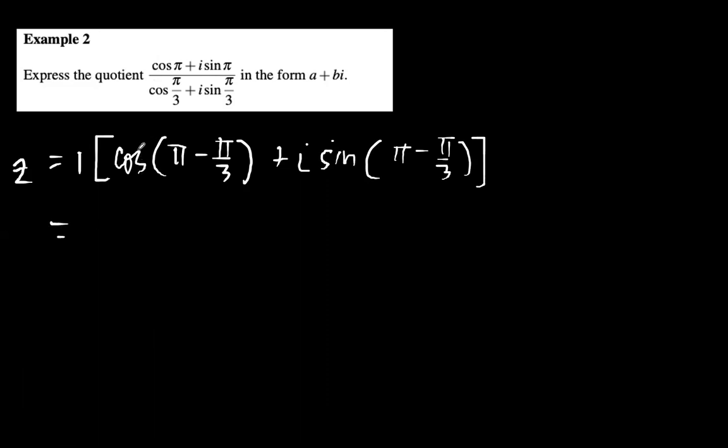Ayan. And then this becomes cosine. What is the answer here, class? 2 pi over 3. Baka mamaya mali-mali na naman ako, no? Sine, please recheck. 2 pi over 3.